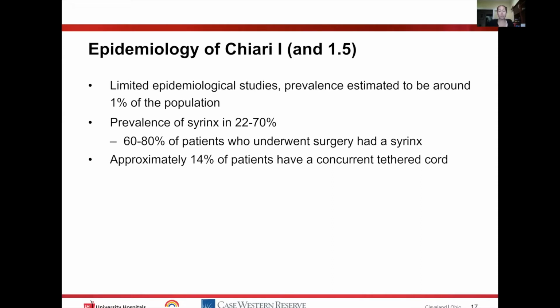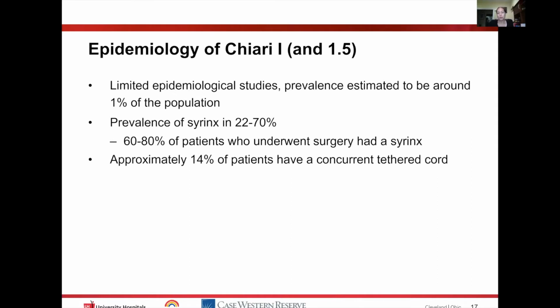Because before we really understood this separate entity of a Chiari 1.5, a lot of the epidemiological studies lumped all of those into Chiari 1. So there are limited epidemiological studies out there. We think the prevalence is somewhere around 1% of the population. But it's also isolated to the population of people that are getting imaged. So whether it's slightly more prevalent or slightly more rare, it is lumped into that group of people that are being imaged for some other reason.